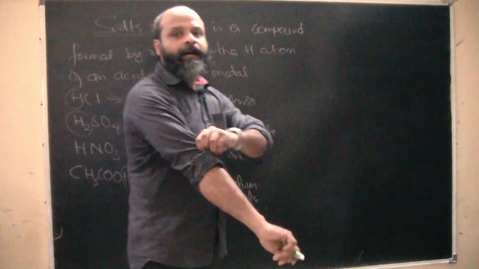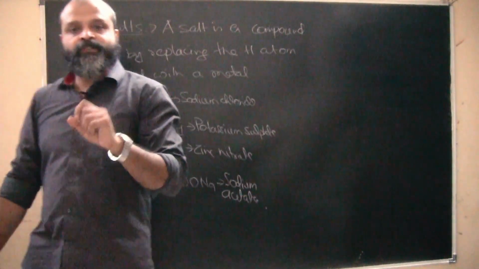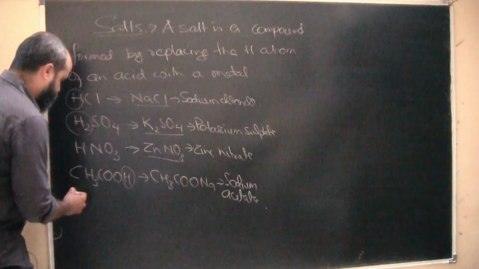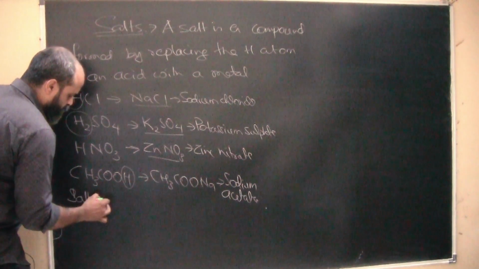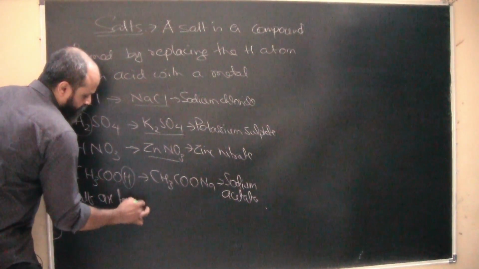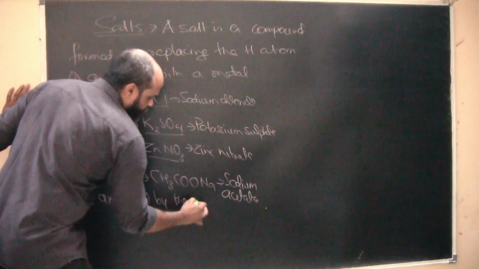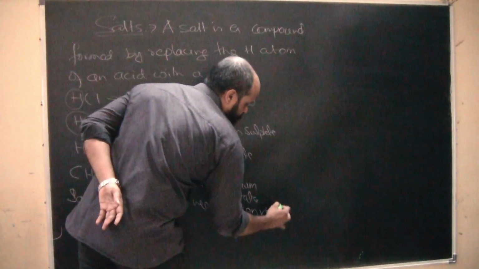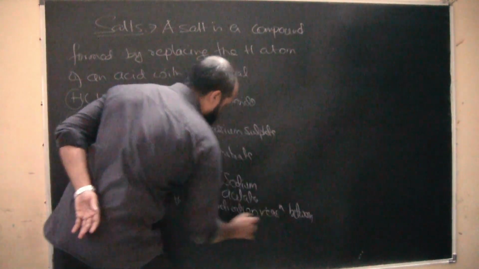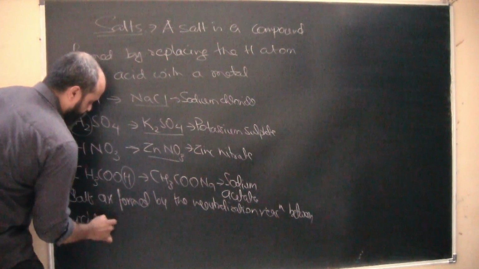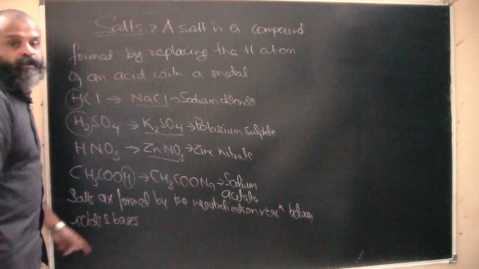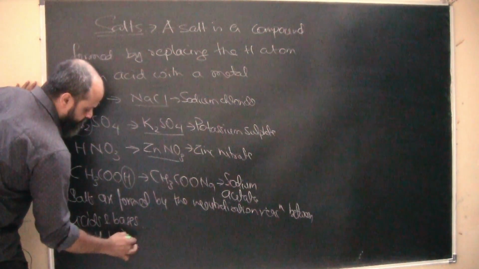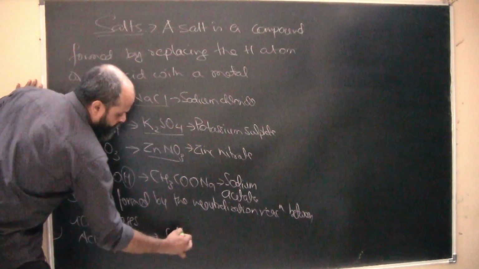They are formed when the hydrogen atom of an acid is replaced by a metal. How are salts formed? We have already seen the basic reaction. Salts are formed by the neutralization reaction between acids and bases. So we know that acid plus a base will give us a salt and water.